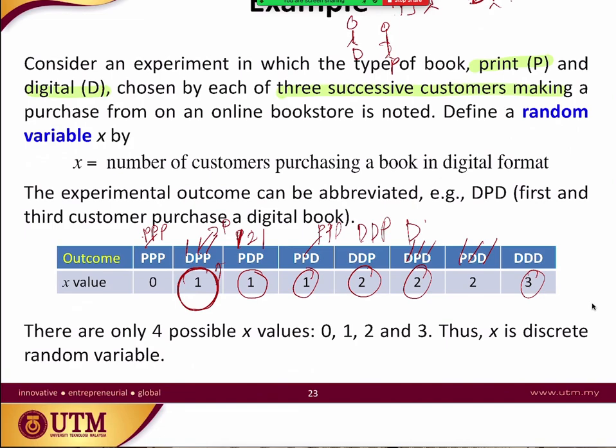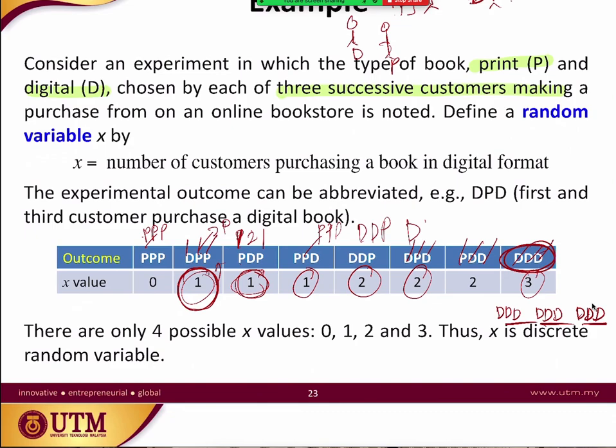And we have 3 sets of customers that buy digital. Not 3 customers, but 3 sets of customers. So these are one group that buys digital. That means for this one, we have three groups: digital, digital, digital. So we have three groups of customers buying with this pattern.